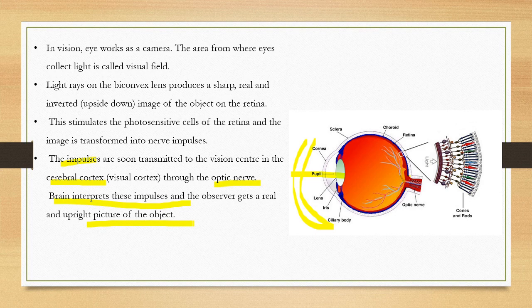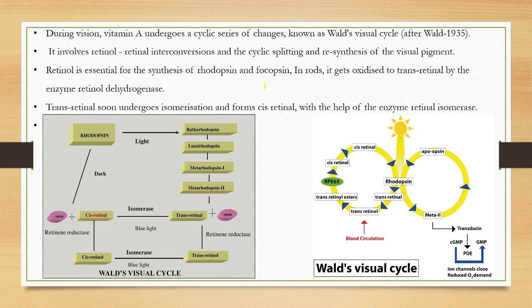And how does this happen? A lot of processes happen during vision. Let's see the main reactions, the cyclic series of changes that happen. All these changes are known as the Wald visual cycle. It involves the interconversion of retinal, the splitting and resynthesis of visual pigments. There are two processes: conversion of retinal, and also the resynthesis of visual pigments.